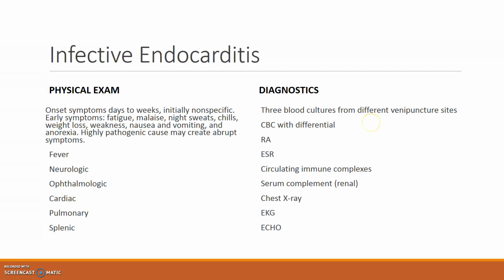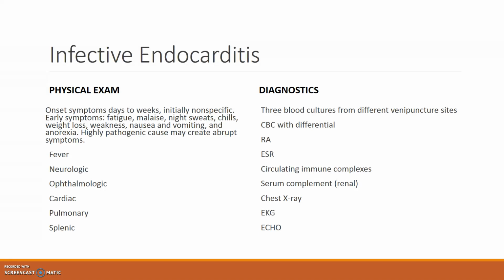Physical exam: the onset of symptoms can be days to weeks. Initially, they're non-specific for some people, unless, as I said previously, the cause would be S. aureus. So early symptoms: fatigue, malaise, night sweats, chills, weight loss, weakness, nausea and vomiting, and anorexia. However, that highly pathogenic cause may cause abrupt symptoms. Again, that's just a repeat of the last slide. Just be aware of that. Fever is present in the majority of patients, but might be absent in older adults.